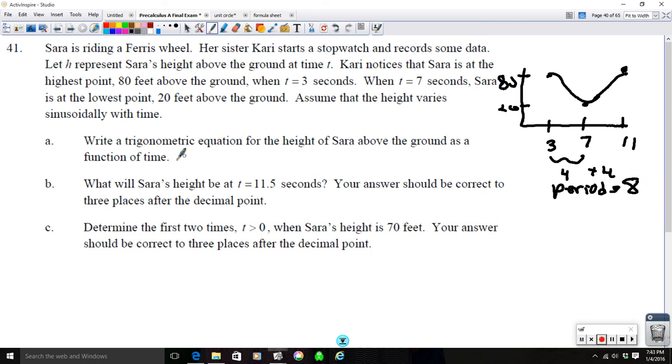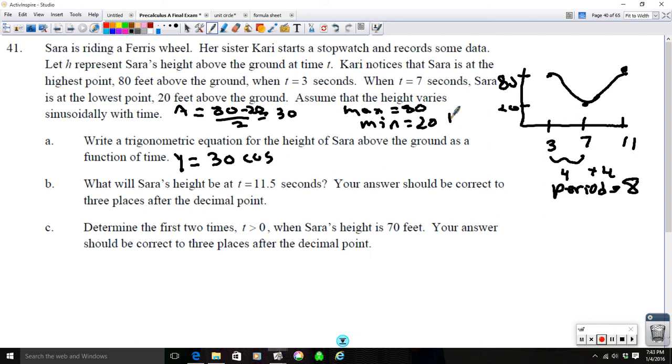So to do the trig function, y is going to be equal to A, with a max of 80 and a min of 20. So A is max minus min divided by 2. 60 divided by 2 is 30. So this is positive 30 because we started at the maximum, cosine. B is going to be 2 pi over the period, and we said the period was 8. This is pi over 4.